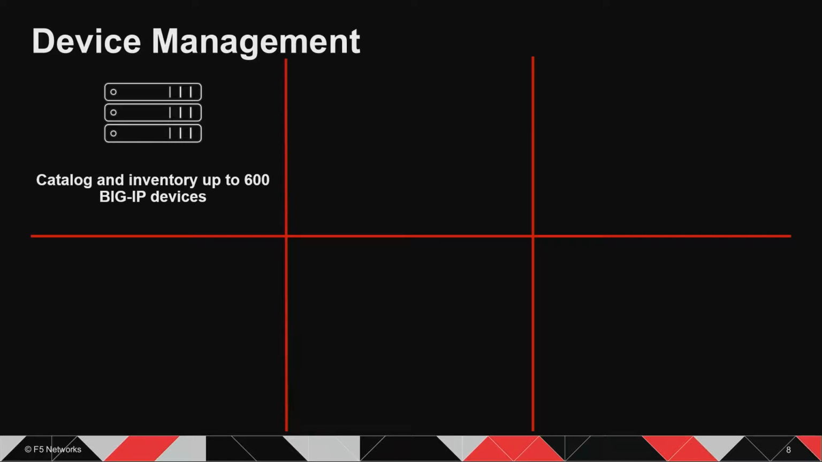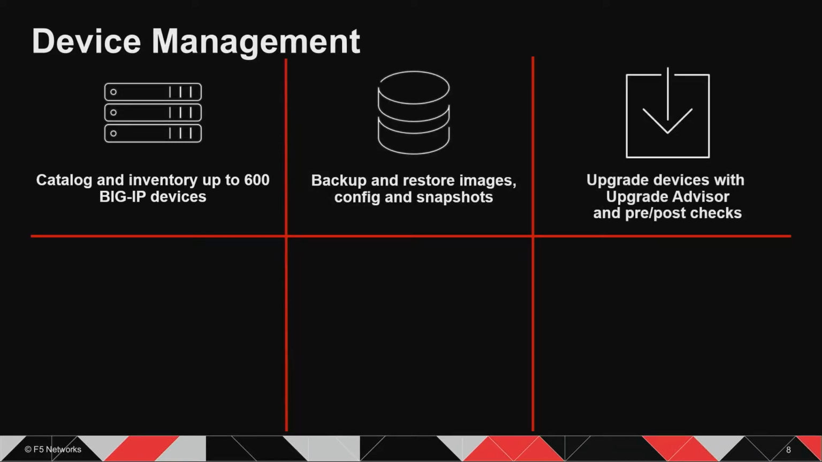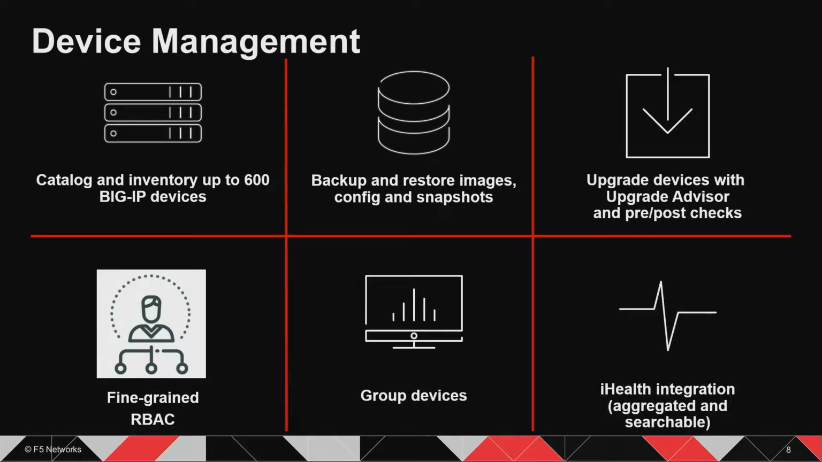And then from a device management view, I'll build this one out. So we can catalog and inventory up to 600 BIG-IP devices. And this is really 600 for AFM and LTM, or basic device management information. For some of the more complex modules like APM and ASM, the number of devices that we can manage from a single BIG-IQ or a cluster of BIG-IQs is lower just because of the complexity of those policies.